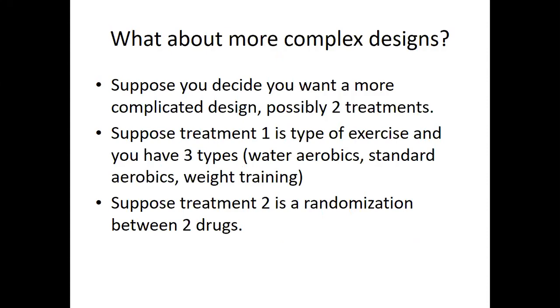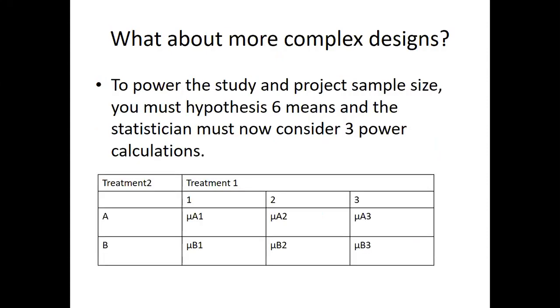Congratulations, we're not telling you that. You're the behavior-only arm. You're the drug-only arm. And then you get the combination. Everything stays the same. There is nothing different. The only thing that's different now is in this scenario where we've got treatment 1, which has 3 levels, and treatment 2 that has 2 levels. Now you're hypothesizing how many means? 6 means.